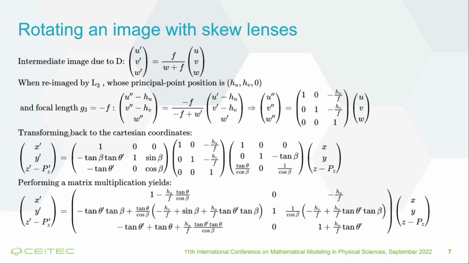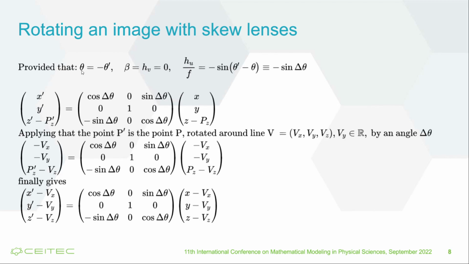Then we transform this equation back to the Cartesian coordinates, and performing the matrix multiplication on the right-hand side finally yields this huge and horrible matrix equation. Fortunately, this equation simplifies significantly if the following assumptions are satisfied. First, angle theta is equal to minus theta prime, angle beta is equal to offset HV, which is equal to 0, and the ratio HU over F is equal to minus sine theta prime minus theta, where we denoted this angle delta theta.